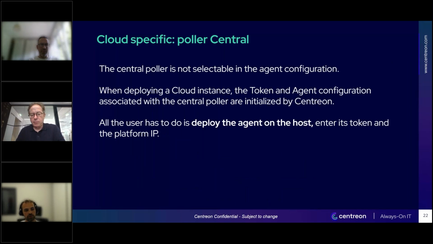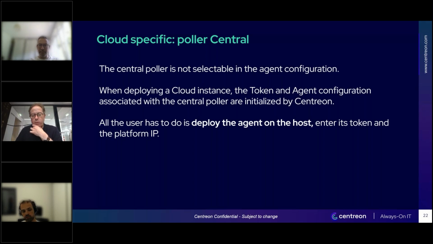One point about cloud users. For the cloud, there is a specific behavior about the Central Polar. Central Polar is not selectable in agent configuration because it's managed by Centreon. So you will not have to configure a certificate on Central Polar and export a JSON file or anything like that. This one is managed by Centreon. When Centreon is deploying a cloud instance, the token and the agent configuration will be automatically populated in Centreon. You have nothing to do.